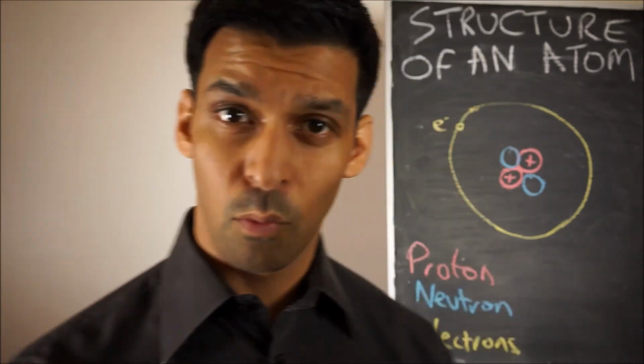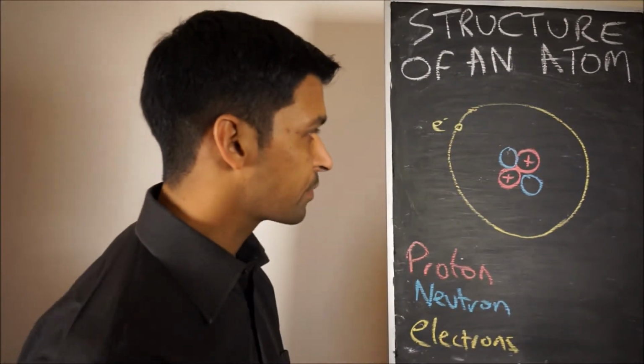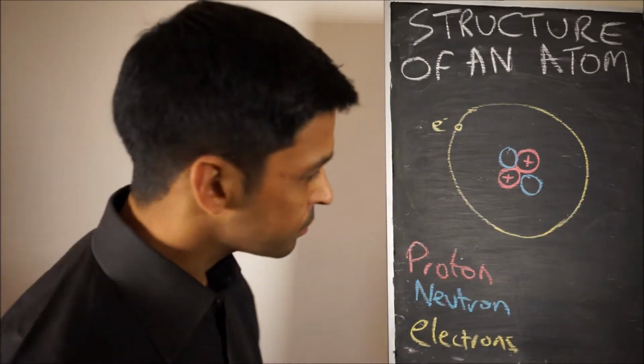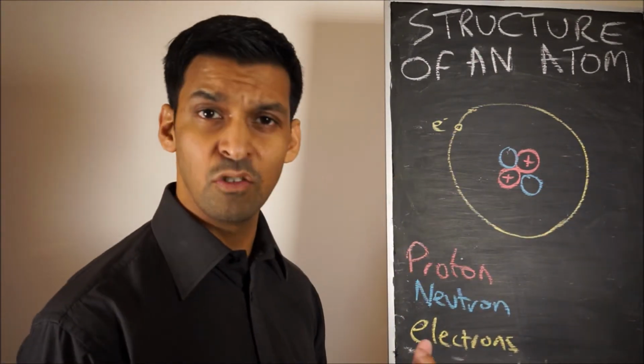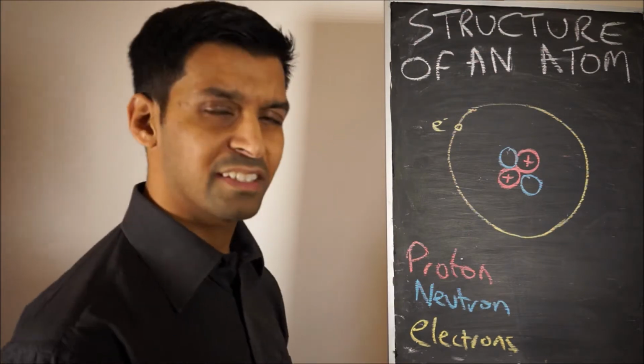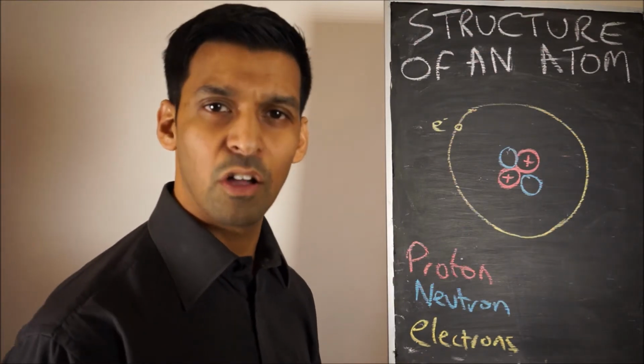Today we're going to be looking at the structure of an atom. Now an atom is the building block of matter, but they themselves are made up of what we call subatomic particles. This is a typical atom. On the inside we have a nucleus, and the nucleus is composed of what we call nucleons.